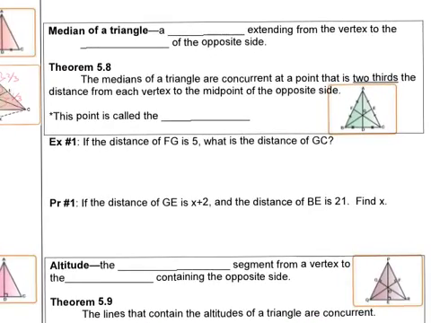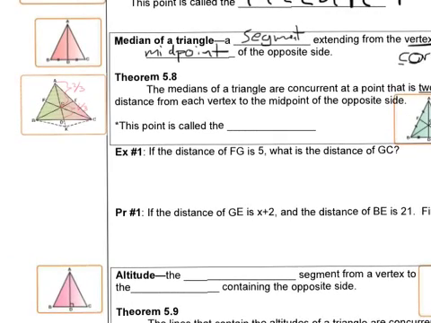Okay, the median of a triangle. This is a segment extending from the vertex. Vertex just means a corner. Man, my pen's not working. From a corner to the midpoint of the opposite side. Okay, so we have a drawing here, and I think we even have some drawings over here. See, it comes from one corner and it goes to the midpoint. Corner to the midpoint, corner to the midpoint, and so on and so on.